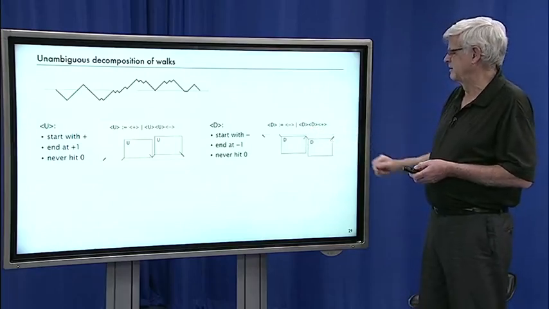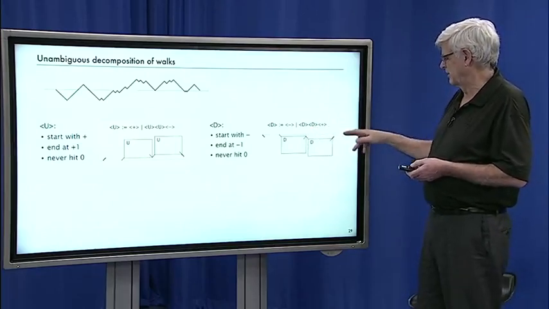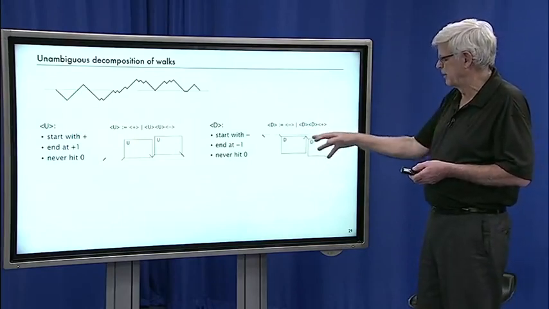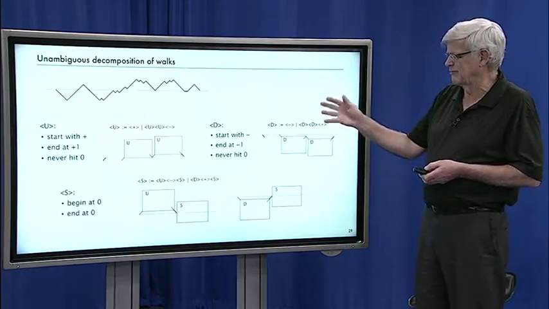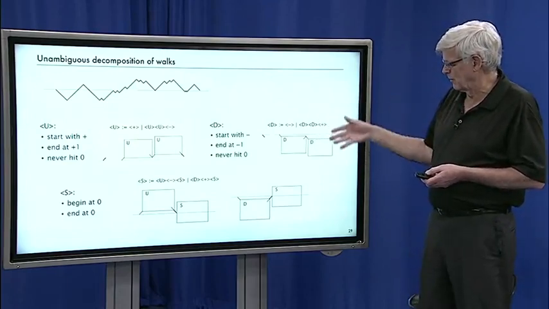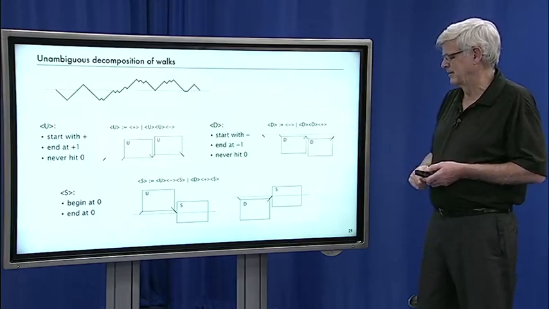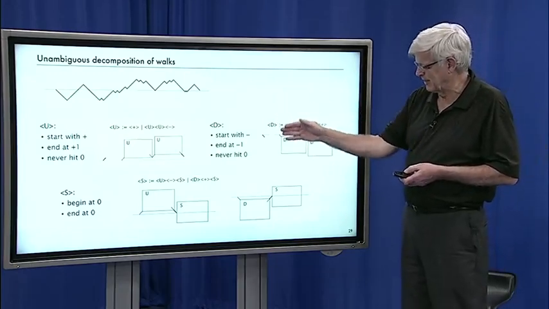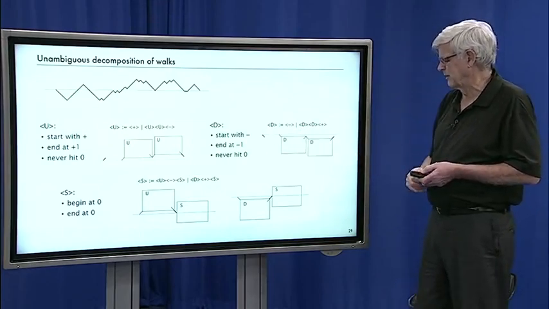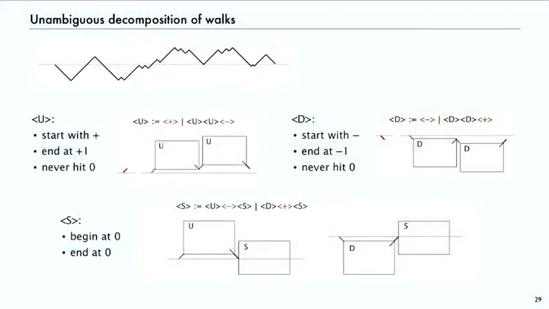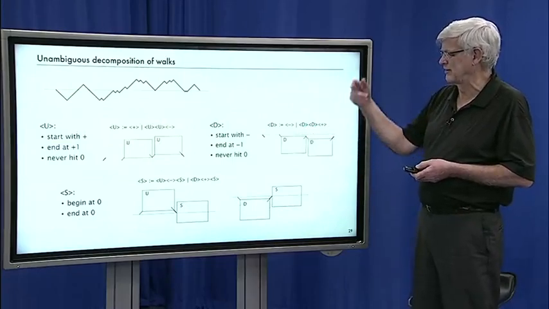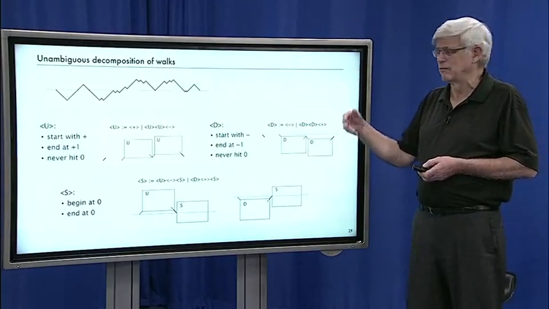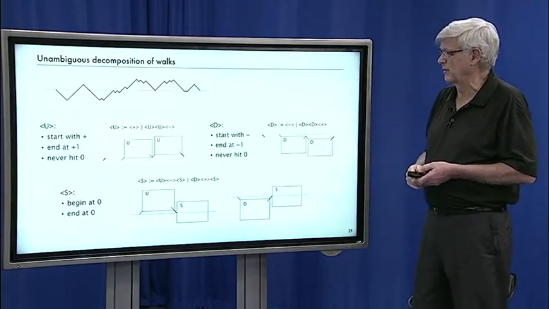And similarly, you can have a D that starts with minus, ends at -1, never hits 0. And you get a D by putting two D's together. And then what those are good for is that they give a way to define a random walk that begins at 0 and ends at 0. So either it's a U that takes another minus to get at 0, and then you have one that begins at 0 and ends at 0, or the first step is down and you have a D, and then you go up and then have another S. So this is a context-free grammar, just using these three constructions. That's an unambiguous decomposition of a random walk that starts at the origin and ends at the origin.